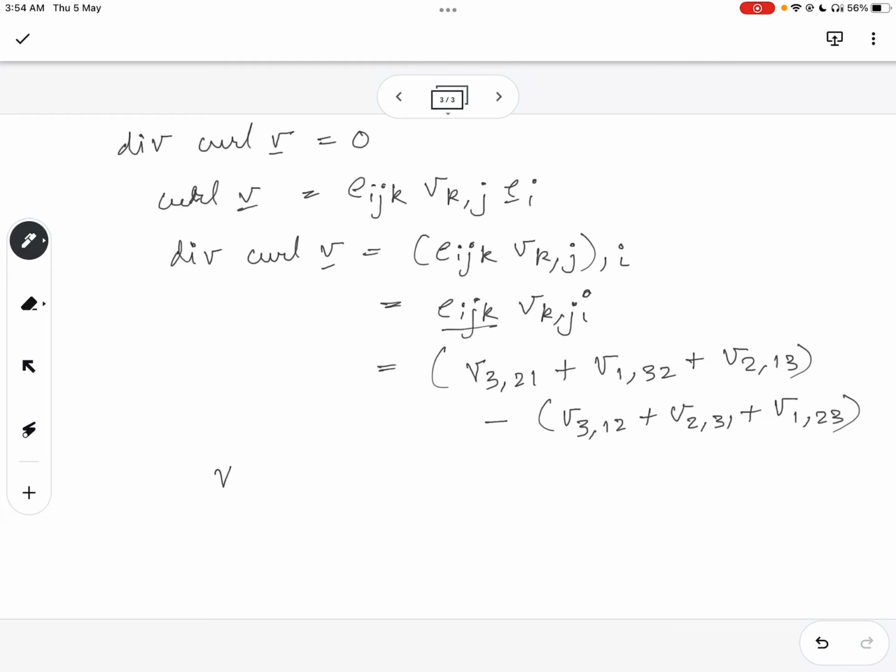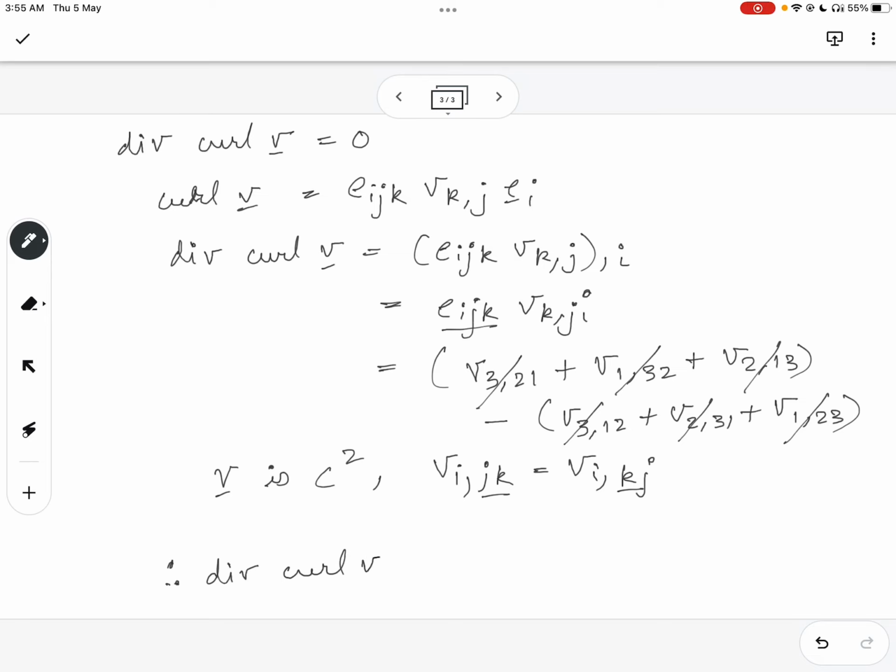So again, as v is C2, vijk is equal to vikj. The order of the differentials does not matter. Therefore, this cancels with this, and this cancels with this. Therefore, divergence of curl of v is 0.